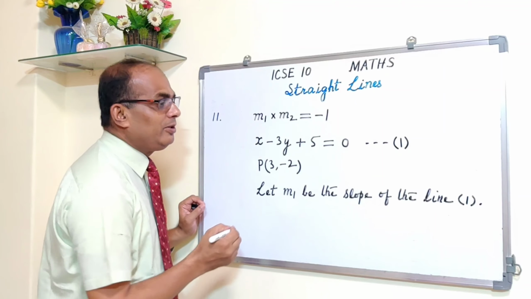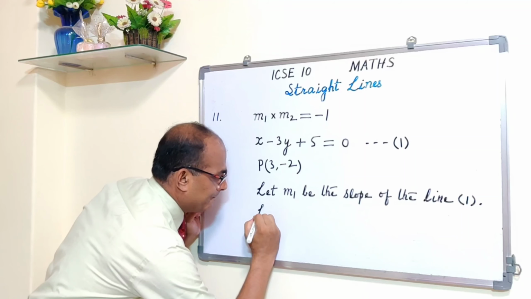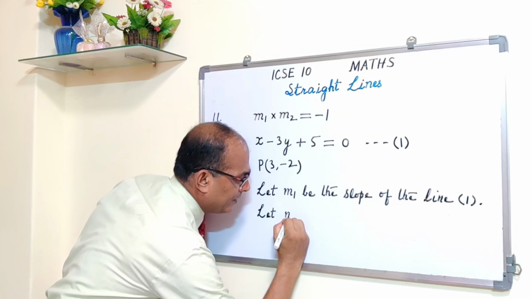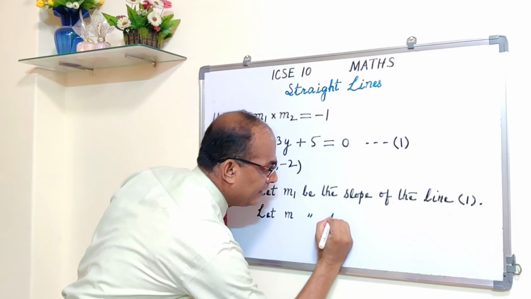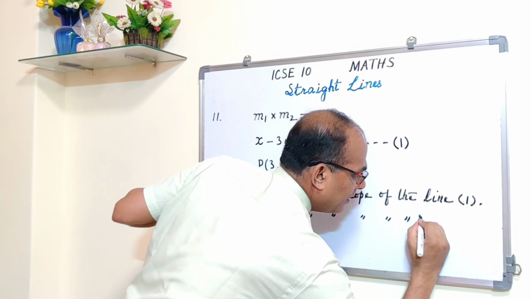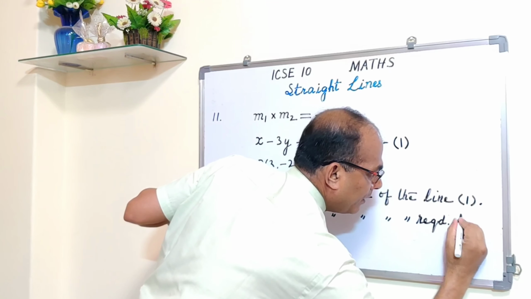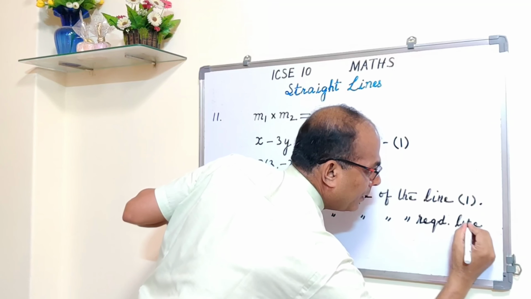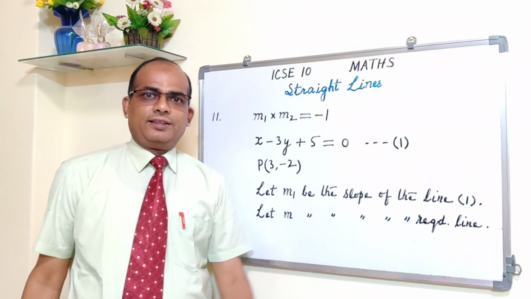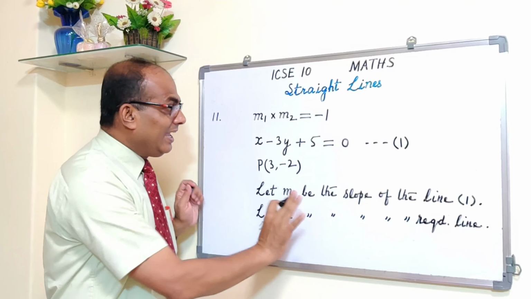Let m be the slope of the required line, the line whose equation we want to find out. Now m1 we can write down.